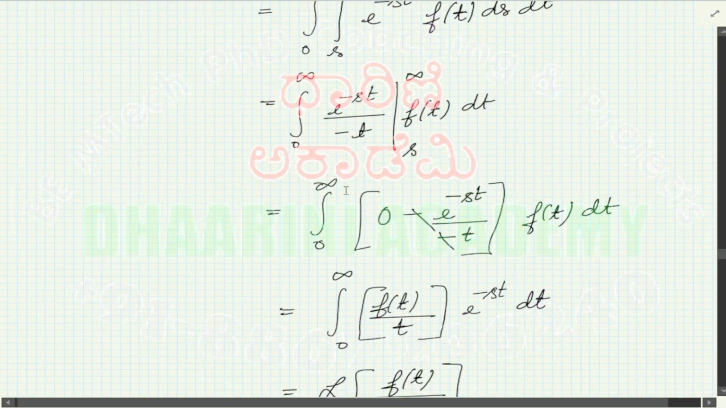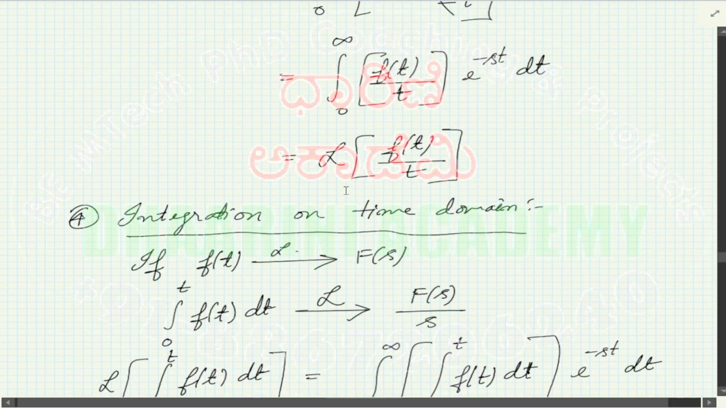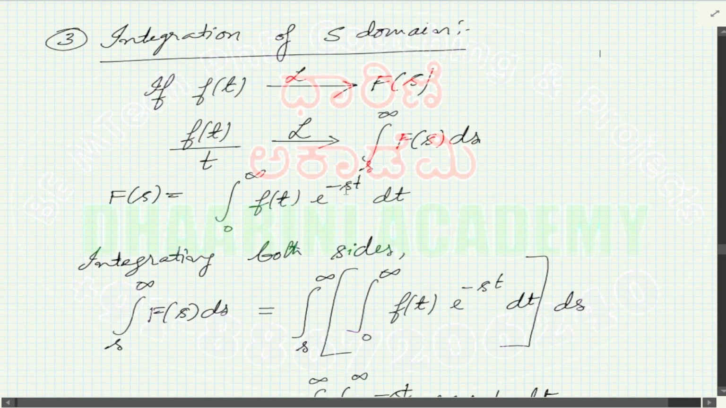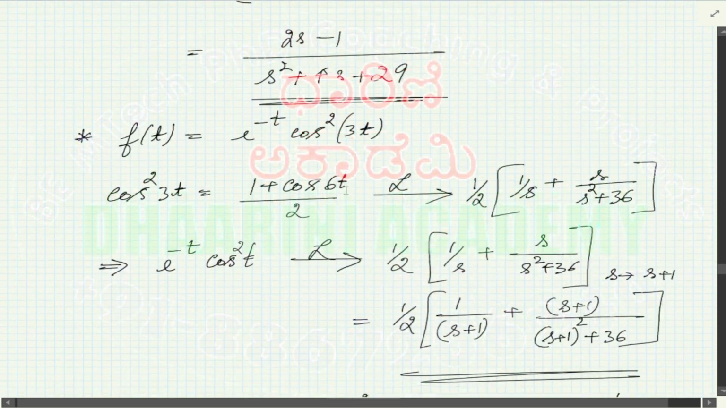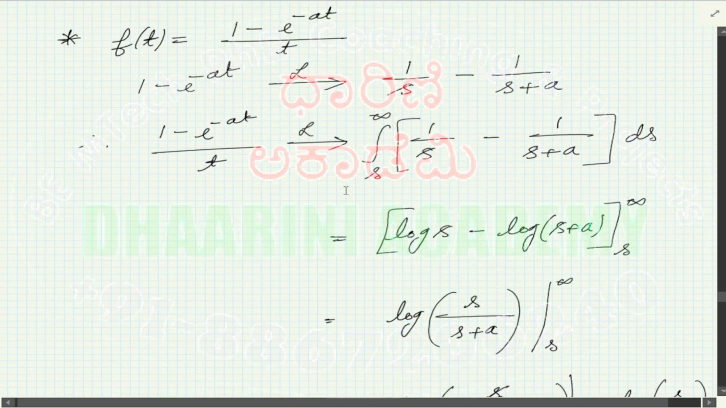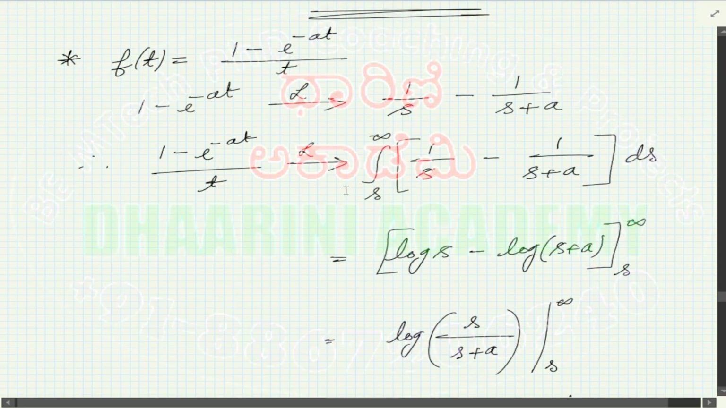Let's check. Is this the property? This is not the property, right? f of t has f of t integration. Now you check this: f of t has f of s. So if you have f of t by t, whatever f of s you had earlier, you need to integrate. Let's check this. Whenever you see something divided by t, that something becomes your f of t.